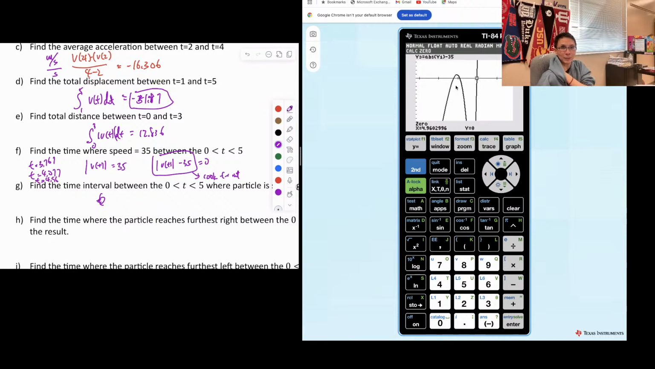All right, find the time interval between 0 and 5 when the particle is, oh, this one's hard. Let's change the window from -1 to 6, and from -40 to 10. There's a reason why I choose those values. So if I grab it, I see this. Wait, that's not the one I want to see. I want to see this graph now. I want to see the velocity, not the speed. It's right here.